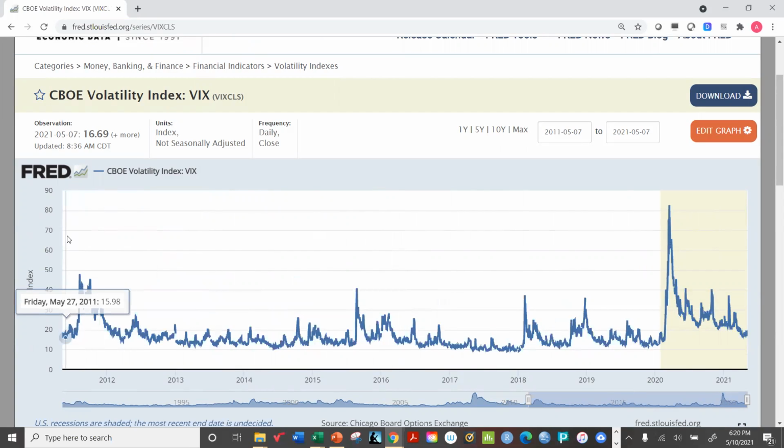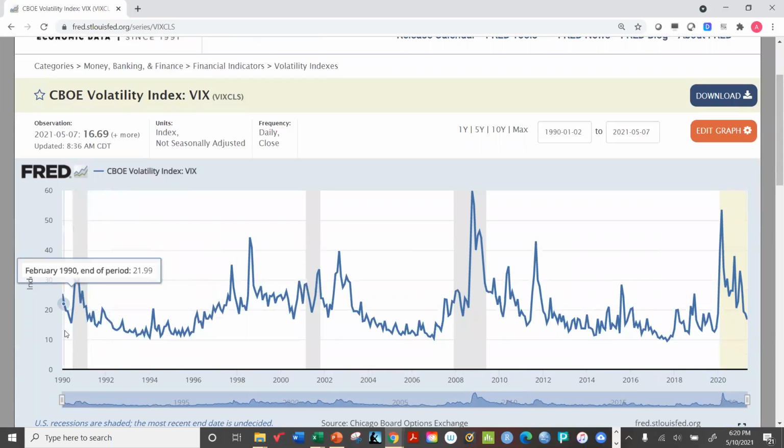Now, the index itself was only created, let's see what Max tells us, in the early 90s. It was actually created, believe it or not, by a professor at Duke who wrote a lot of papers in which he explained why this type of index would be a good idea to have. It gives people an idea of what volatilities are doing in the market. But also, interestingly enough, you can actually buy futures contracts and options that are written on this VIX index.